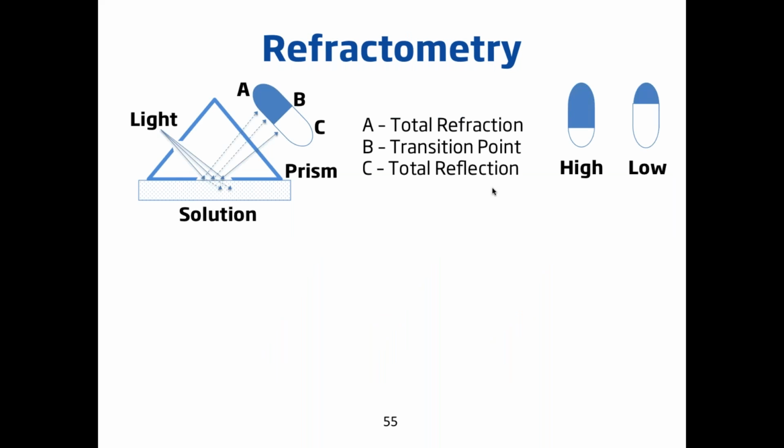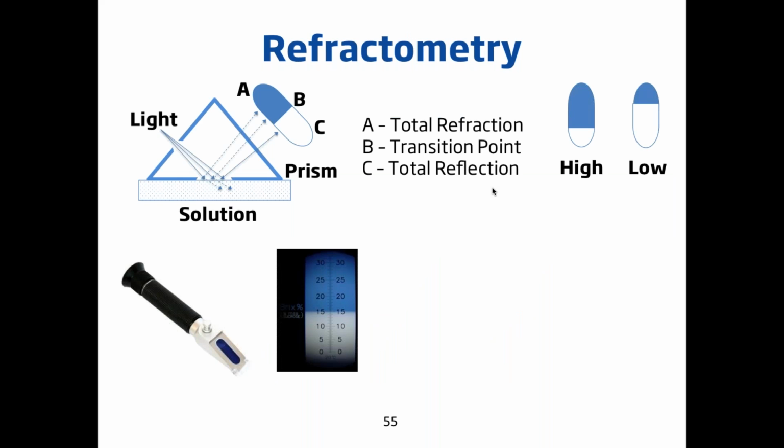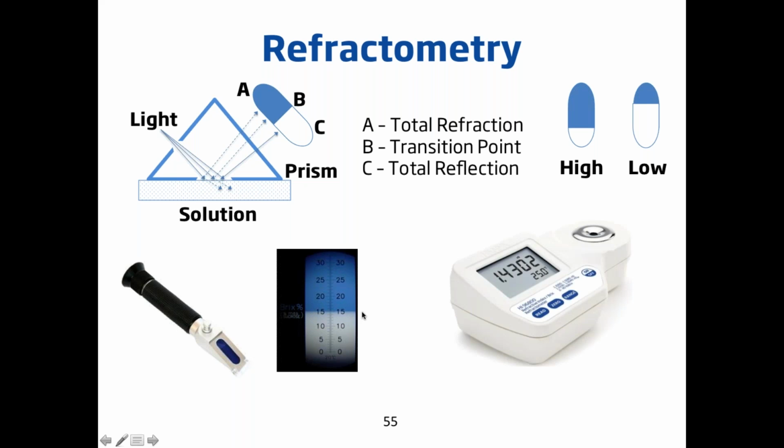So how do we quantify that? Light passes through a solution, and we can see that there's a reflection or a shadow point based on how much stuff is dissolved in that sample. We can quantify this using a manual refractometer, where we would look through and manually line up that shadow line to our concentration, or with a digital refractometer, which will determine that concentration for us using an internal algorithm and give us that digital readout.